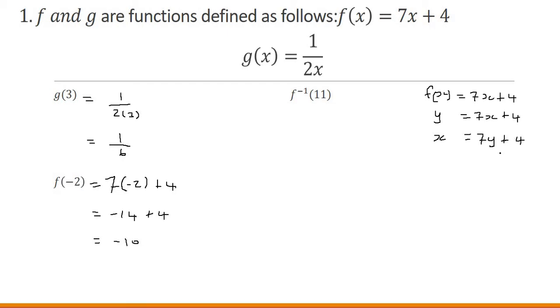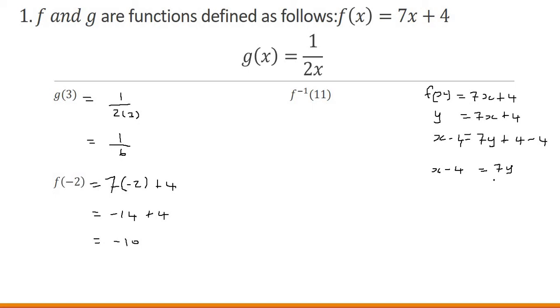So the first thing we need to get rid of is this plus 4. How can we get rid of the plus 4? We can get rid of plus 4 by subtracting 4 from both sides. So we're going to subtract 4 from this side. And we're also going to subtract 4 from this side. So on the left, what we have is x minus 4 is equal to 7y.